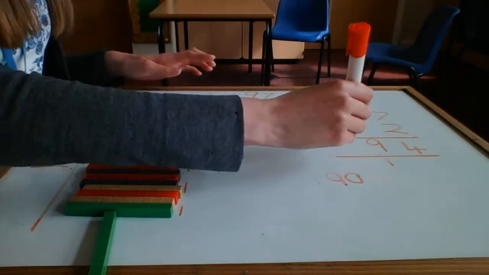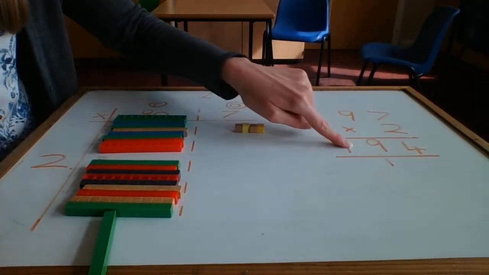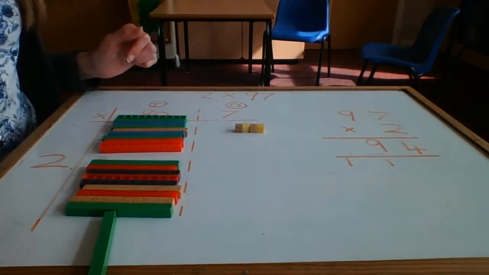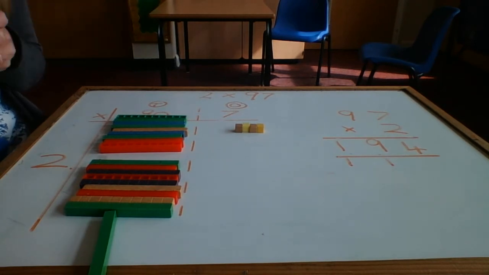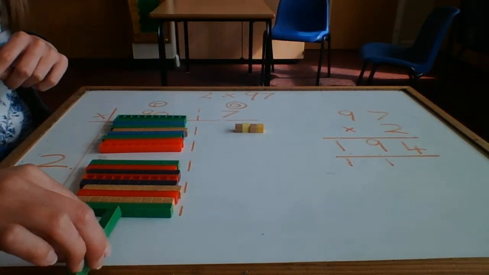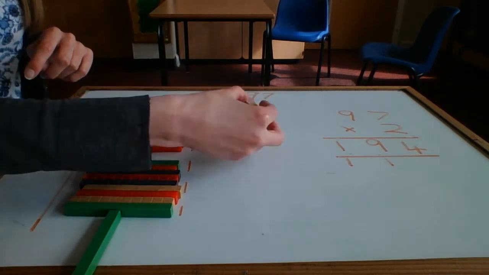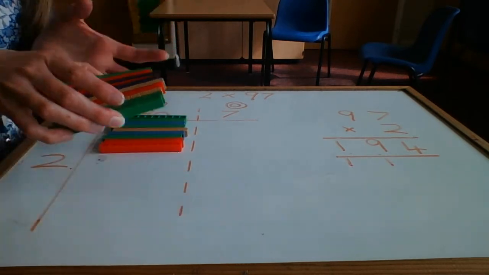And in 190, 0 ones, 9 tens, and 100. So we move over into the hundreds column. The 100 you would carry, but there's nothing there, so it just gets popped in. 194. 2 times 97 is 194. Now, year 3, you can stop the video here and get going with today's maths.